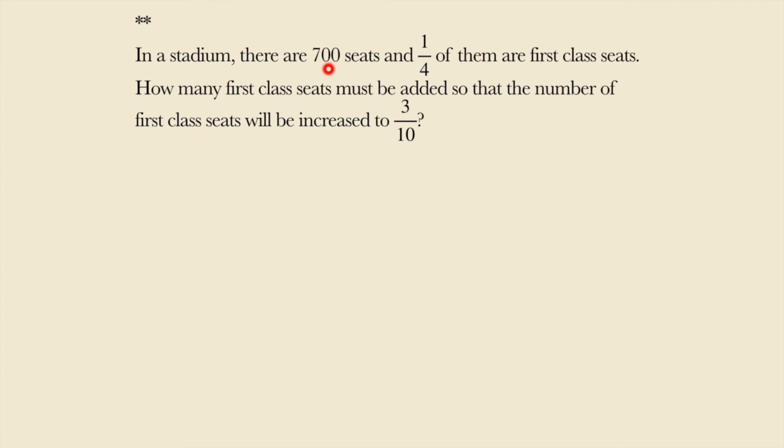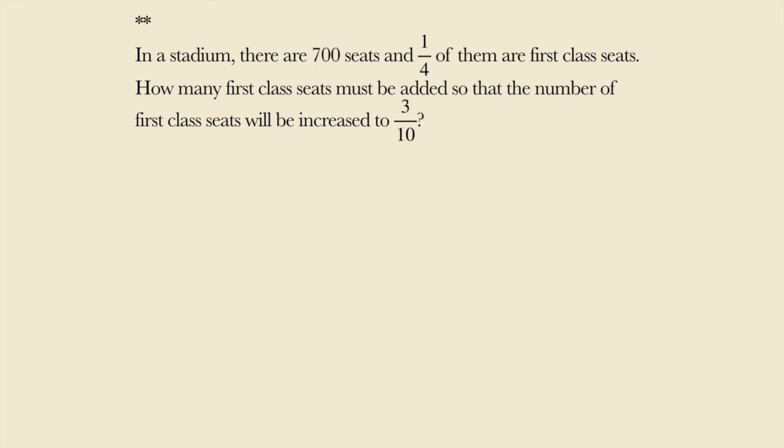In a stadium, there are 700 seats, and 1/4 of them, well, we can find out the actual number of first class and non-first class, by the way. 1/4 first class, non-first class must be 3/4, right? So we can actually find the actual number of these two categories. How many first class seats must be added? Hang on. Doesn't that mean the total is no longer 700? So how many must be added so that the number of first class seats will be increased to 3/10 of that new total? Okay, the total is no longer 700, by the way, if you add more first class seats.